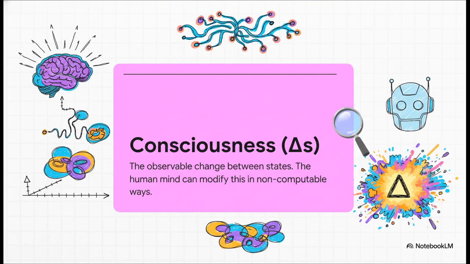So what even is this escape hatch? Well, the framework has this really unique definition for consciousness. It says consciousness isn't a thing, it's a process. It's the observable change from one moment to the next. And here's the kicker. It claims the human mind can uniquely mess with this process in non-computable ways that a machine just can't predict or copy.